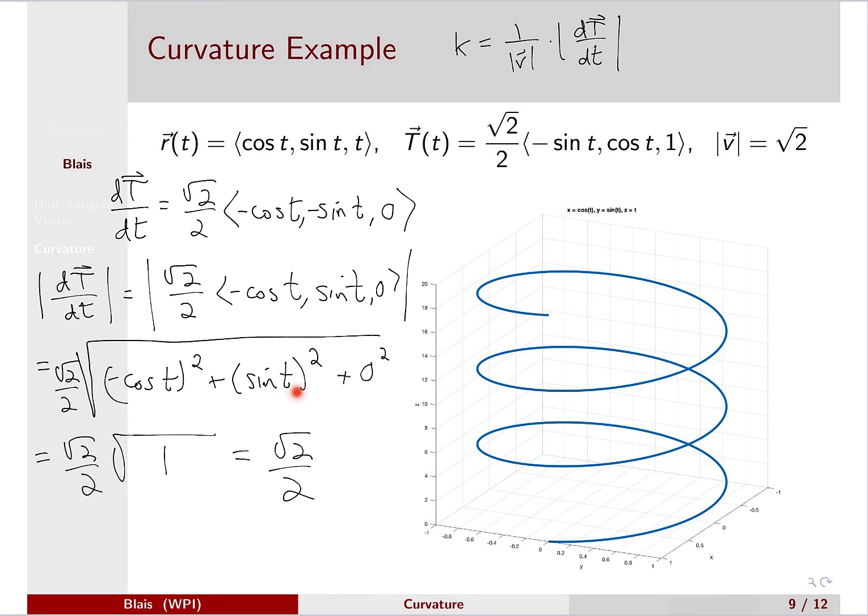Because cosine of t squared plus sine of t squared is equal to 1. So this curve has constant curvature. And that makes sense when you think about the picture with this helix. That unit tangent vector is always turning in the same way. And so with curvature, you can think of it like driving a car.